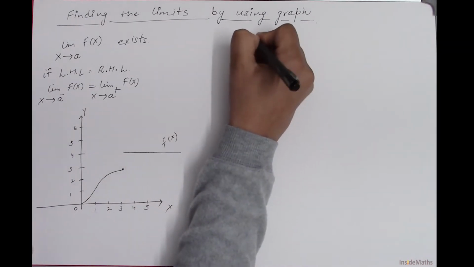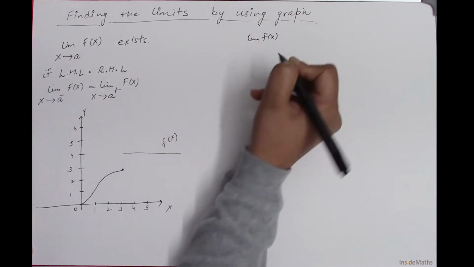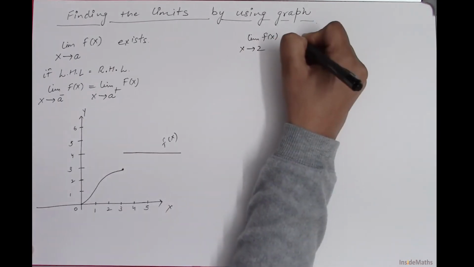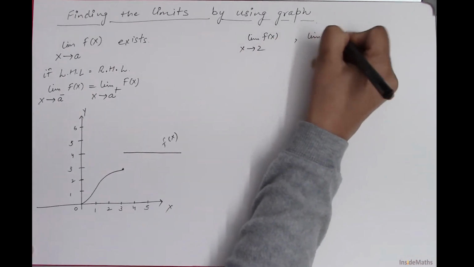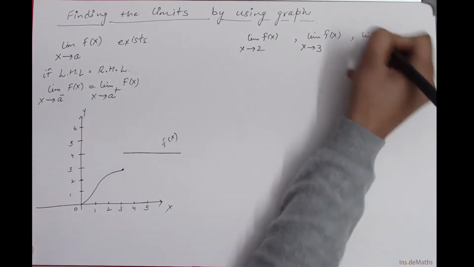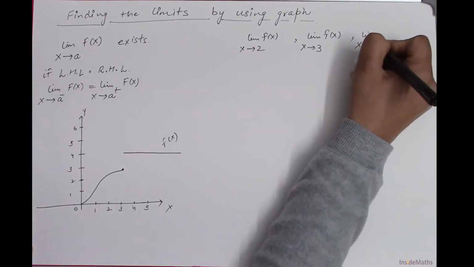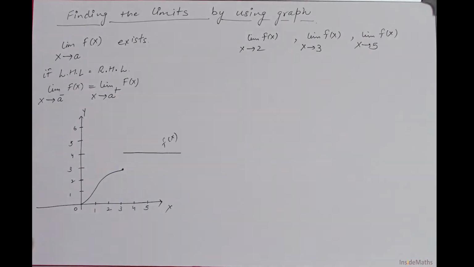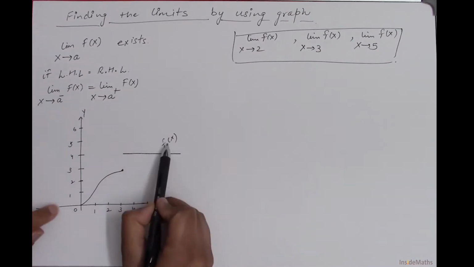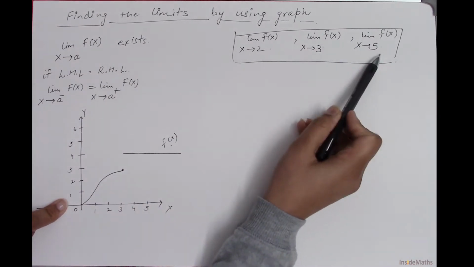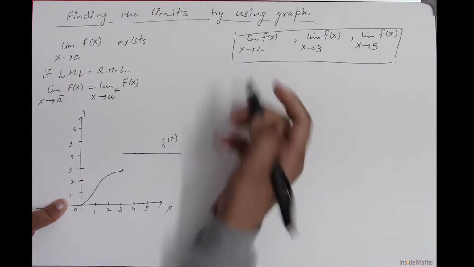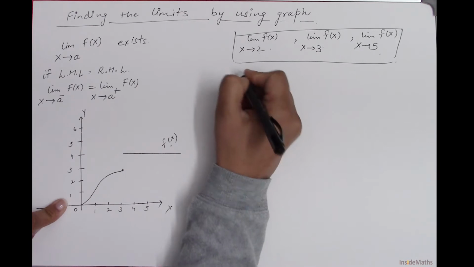Let's say we have to find limit f of x at 2. That means when x is approaching to 2, and we have to find limit f of x when x is approaching to 3. One more we'll find, let's say at 5. Now we are given the graph of a function f of x and we have to find these limits. The limits at the points 2, 3 and 5. First I'll find at 2.